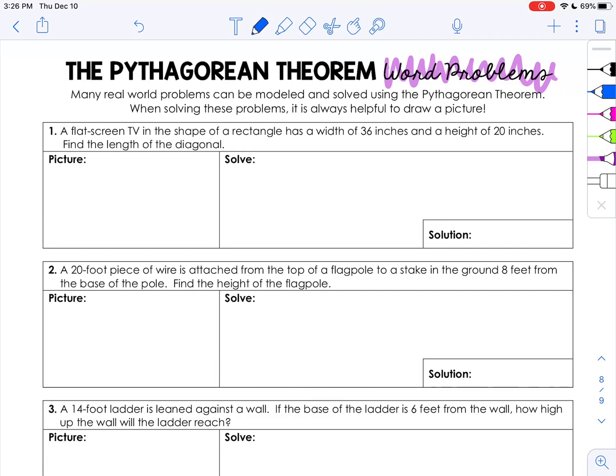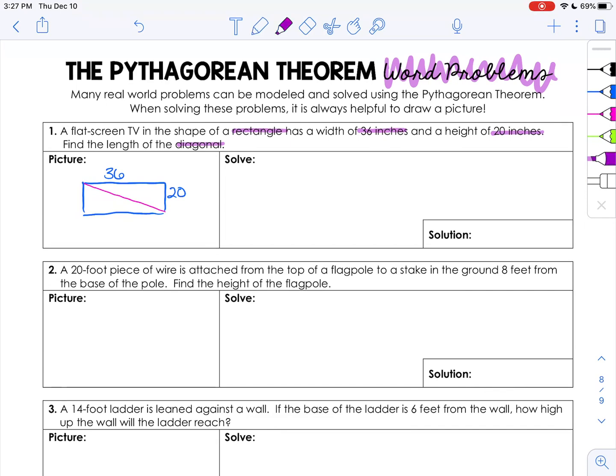Number 1, a flat screen TV is in the shape of a rectangle with a width of 36 inches and a height of 20 inches. Find the diagonal. So if we were to draw a picture, we would need to draw a rectangle and then label it with the information given. So we're given that it has a width of 36 and a height of 20. So we can label it 36 and 20. Then it wants us to find the length of the diagonal. So that's going to be your line cutting across from one corner to the other of the rectangle.